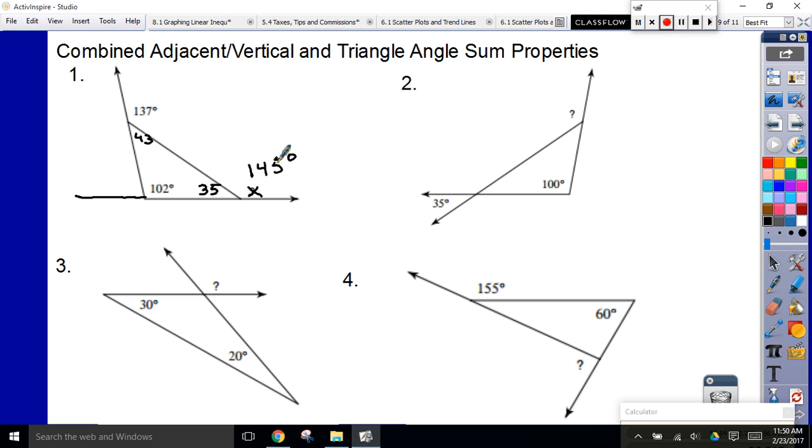So we're going to stop here with our lesson. I'm going to pass out the worksheet to you. You can work on that. We'll look at some more of these challenging examples tomorrow.